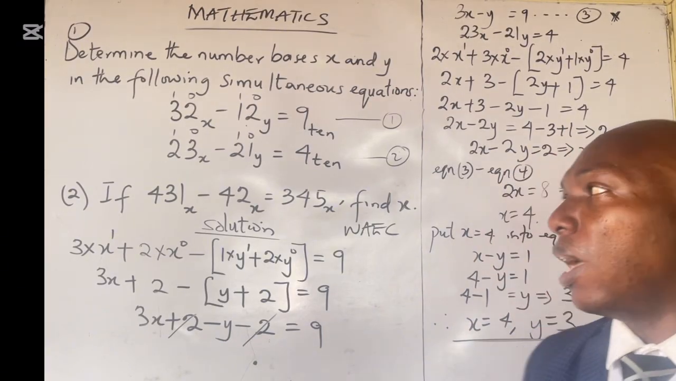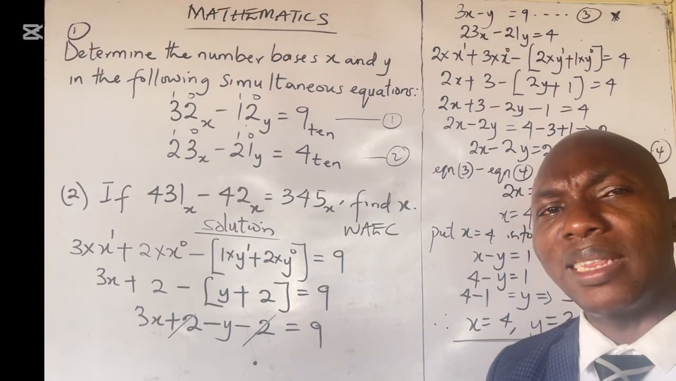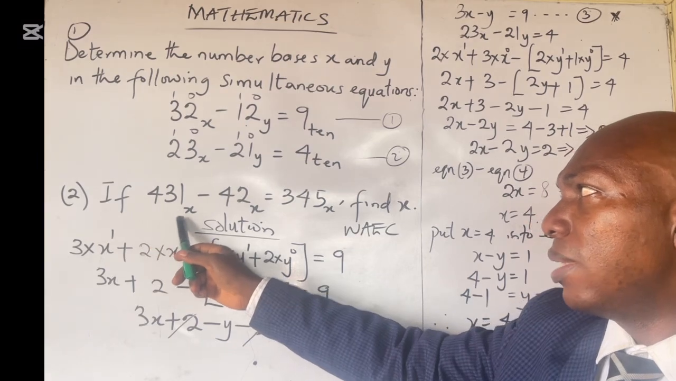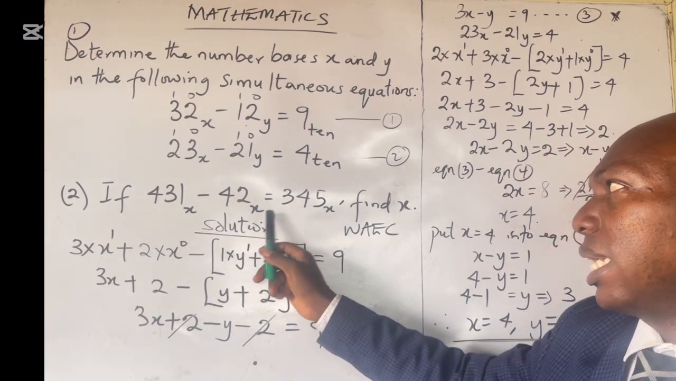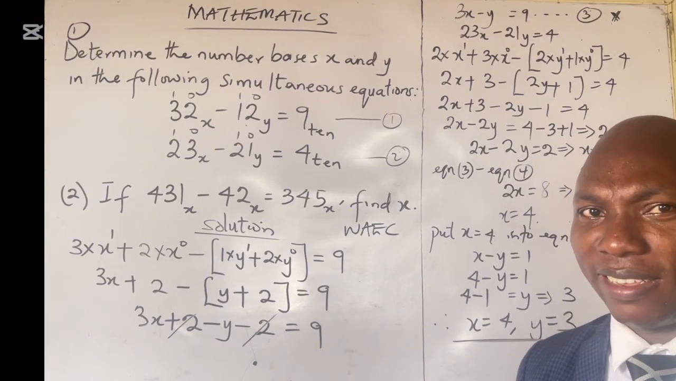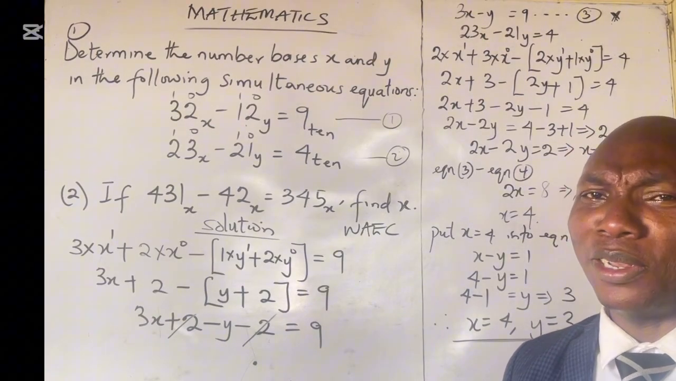Before I go, I want us to test our understanding of number bases. Let's see this question: if 431 base x minus 42 base x equals 345 base x, find x. Let's see the solution in the comment section.